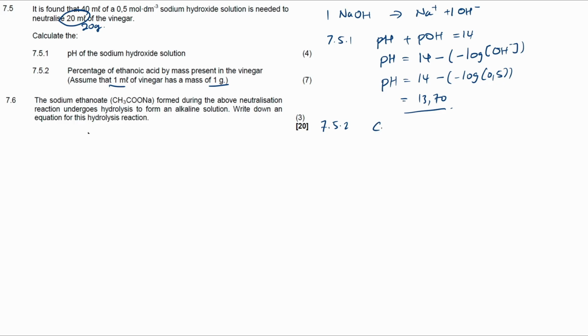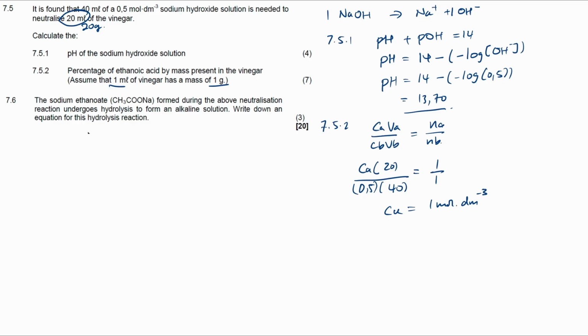So we'll start with the formula CaVa divided by CbVb is equal to Na over Nb. Now from the reaction, which I haven't put here, the reaction is a 1-to-1 ratio, so 1 over 1. The concentration of the acid is what we don't know. The volume of the acid is 20, the concentration of the base is 0,5, and the volume of the base is 40. Now when you solve for Ca, you get 1 mole per dm cubed.